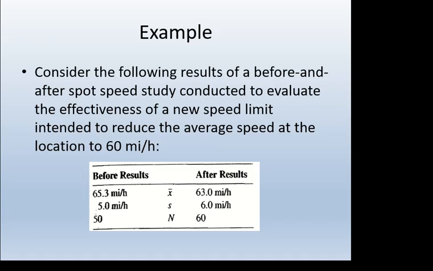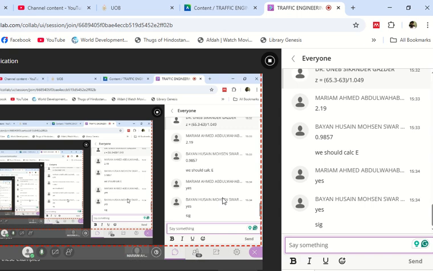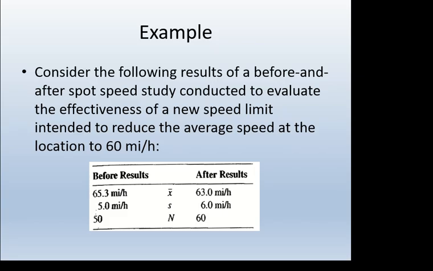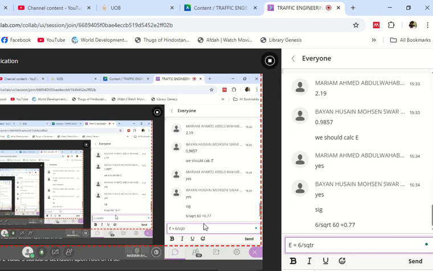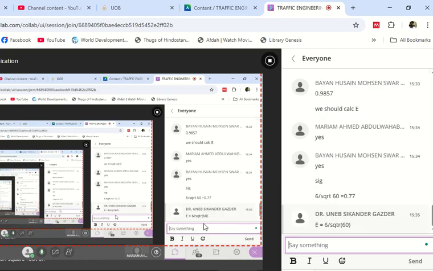In these examples, normally we use 95%, as you have seen in the Z table as well. We are following the 95% confidence level. So first of all, I will calculate the E value now. E value is standard deviation upon root of n. So 6 upon square root of 60. So this is my E value, 0.77.